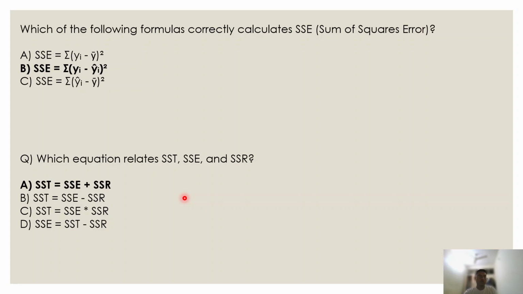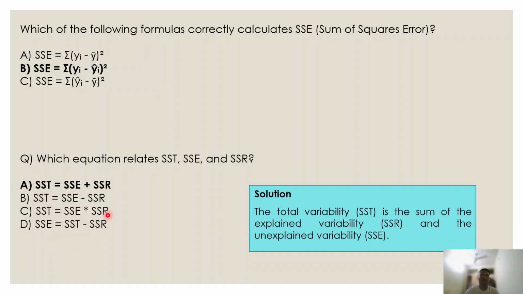So you all are correct, but A and D are the correct answers. I flip it and you are able to see. Those who answered A are also correct, but I told you that multiple answers might be possible. Here I just transfer this SSR to the left hand side, so it becomes SST minus SSR is equal to SSE. So both A and D are correct. The total variability is the sum of explained variability and unexplained variability. SSR is the explained variability, and this is unexplained by SSE.